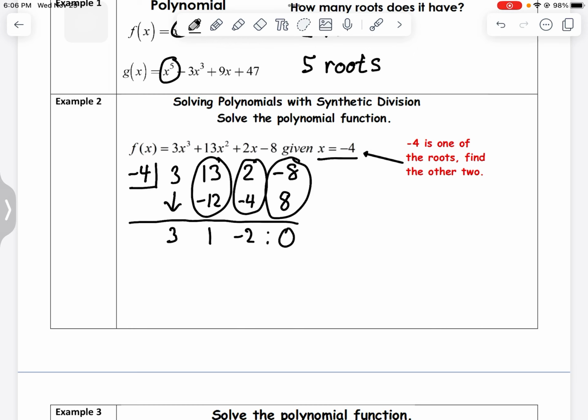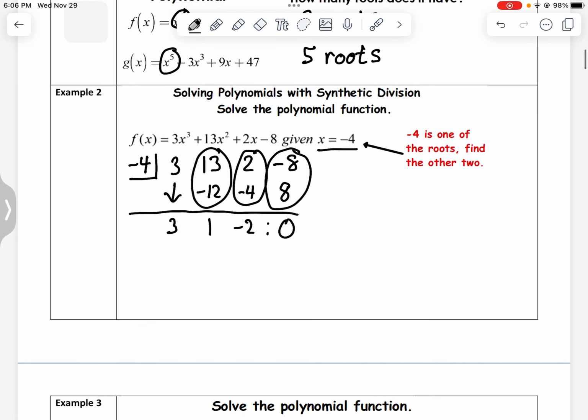This is good. We always are expecting to get a remainder of 0 if it's a true root. If it divides in there nicely, it should never have a remainder other than 0. So then what we end up with is 3x squared plus x minus 2. And we're going to set that equal to 0 because we want to actually solve this. We're trying to find the other 2 roots. So I'm going to use the old box method where we do the a times c over b, since we have a value of 3 for a. So then this is -6, this is 1.